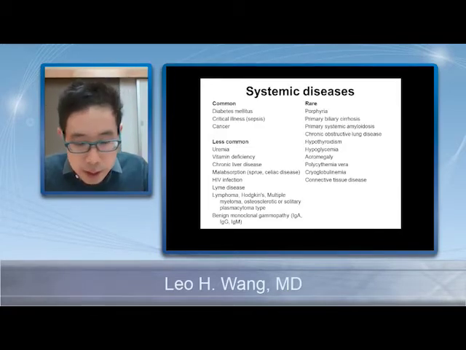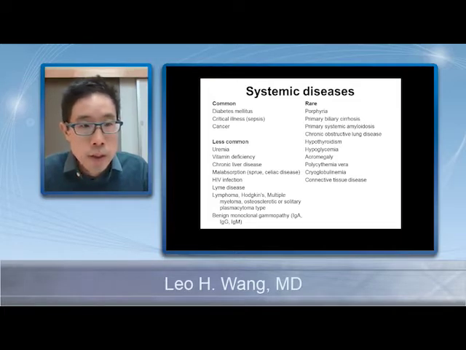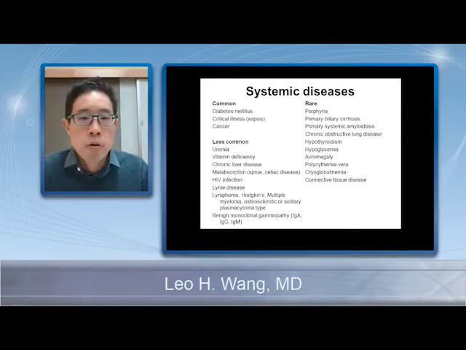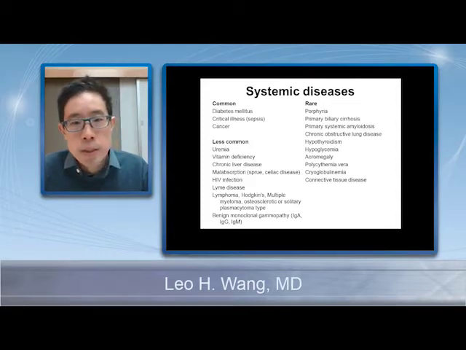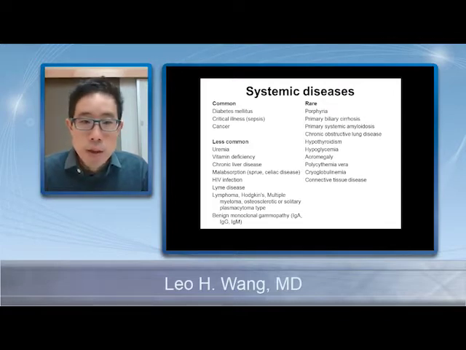In terms of systemic diseases that I pay attention to, once again, is diabetes. Critical illness or sepsis, or just being in the ICU, is something that can be associated with painful neuropathies and something that one should pay attention to. Cancer, once again, is something that can be associated with a peripheral neuropathy, either the cancer itself, which is probably rare, but more so the treatments. Here's a list of less common systemic diseases as well as rare systemic diseases that can be associated with peripheral neuropathies.